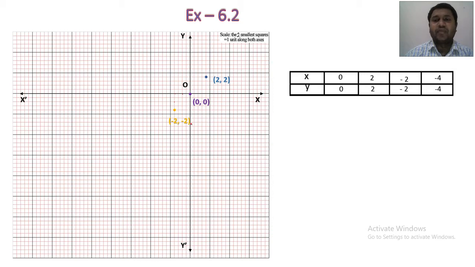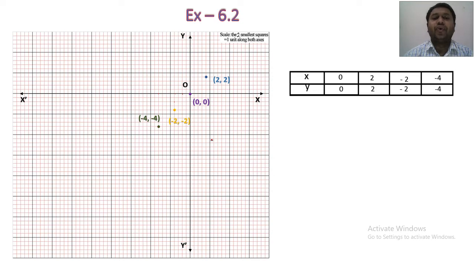Then the last one, minus 4, minus 4. Look here, 4 means 8 boxes, so there is 6, 7, 8, here it is 8, and minus 8, similarly 8 boxes, 5, 6, 7, 8, so here it is. So look here, I just got minus 4 comma minus 4. So I think you understand, I just take what we required, that's why I take it like this.